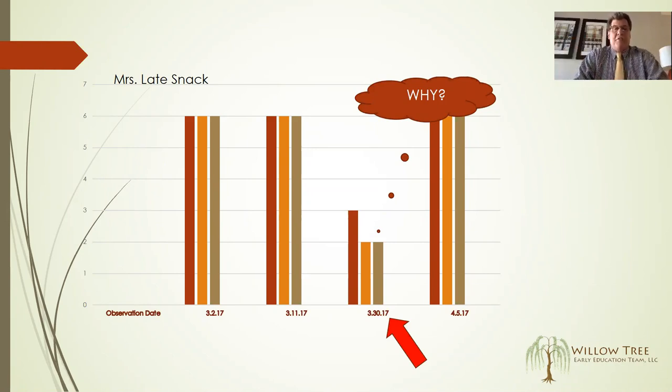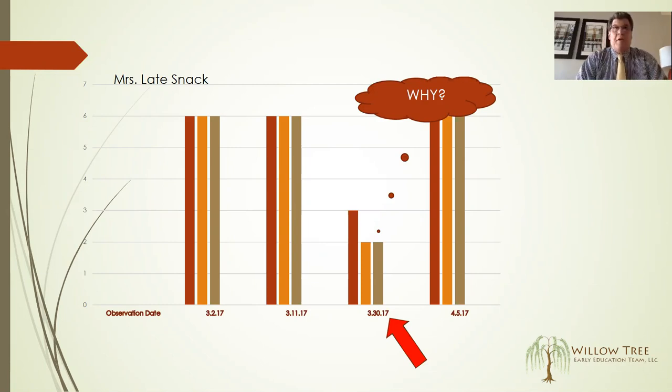So instead of just accepting that, a couple of things have to happen. First of all, I want to say to myself, why? Why has got to be the most important question in early childhood. We have to ask ourselves why about virtually everything that's happening in the early childhood world. That's thing one. Thing two is, if I only saw Mrs. Late Snack on 3-30-17, I'm leaving with her scores at 3 and 2 and 2. That's going into her file, and that's who I think she is.